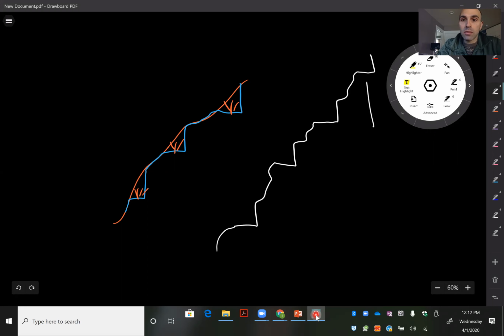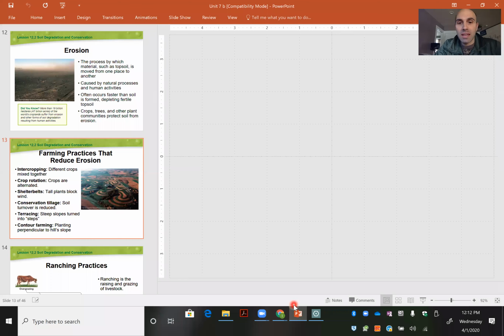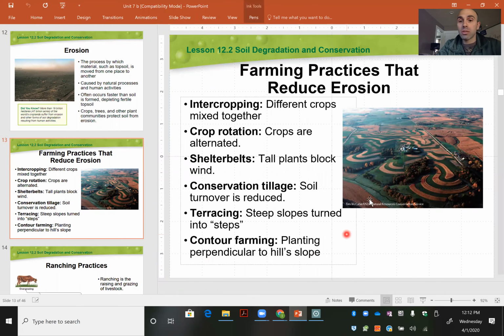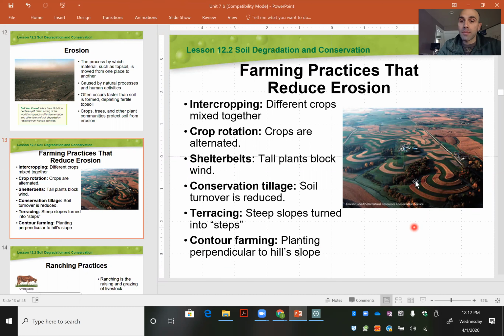And we can see there's certain areas where you can now farm on flat land. It's a pretty cool idea. And then the final one we have is contour farming. So that's basically what the picture is showing us right up there. We see that they're farming around these hills. They're farming to match the contour of the land.